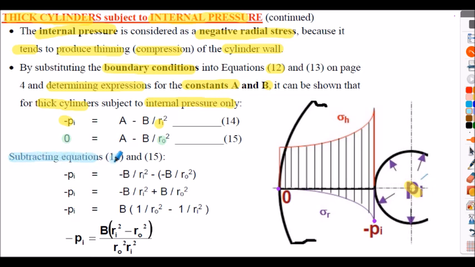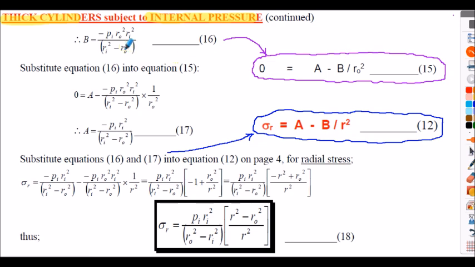If we subtract equations 14 and 15, shown above, we end up with negative Pi is equal to negative B divided by Ri squared minus the negative B divided by Ro squared. The A's cancel when we subtract these equations. Simplifying the terms, we find that negative Pi is equal to constant B multiplied by (Ri squared minus Ro squared) divided by (Ro squared Ri squared). Rearranging for B, we end up with B equals negative Pi, Ro squared multiplied by Ri squared, divided by (Ri squared minus Ro squared). Call that equation 16.